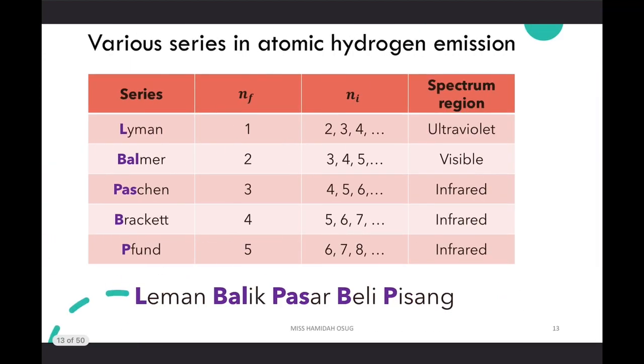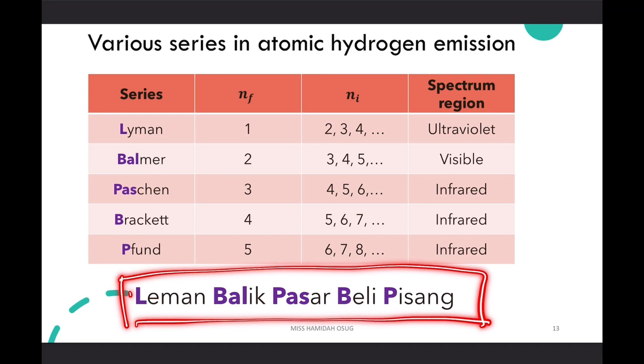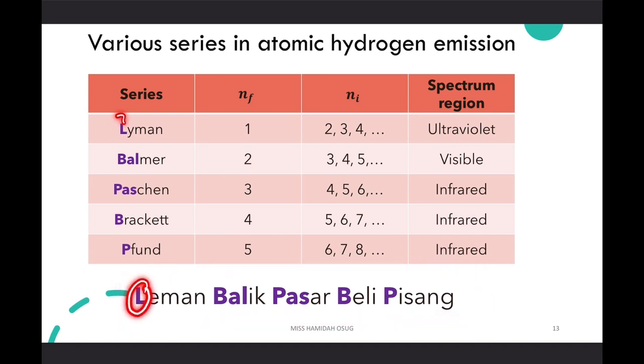So, ini adalah tips untuk kamu hafal siri di dalam atomic hydrogen emission. Lyman balik pasar beli pisang. So, L untuk Lyman, BAL untuk Balmer, PAS untuk Paschen, B untuk bracket, dan P untuk P-Fan.